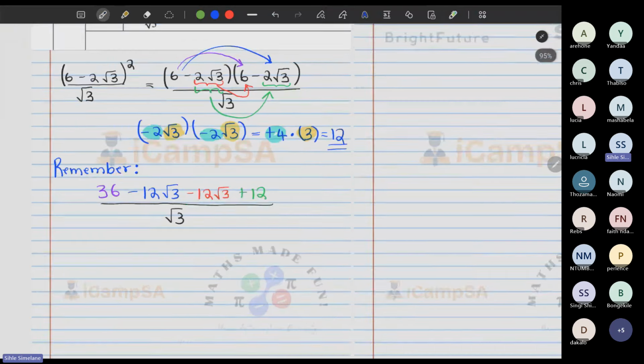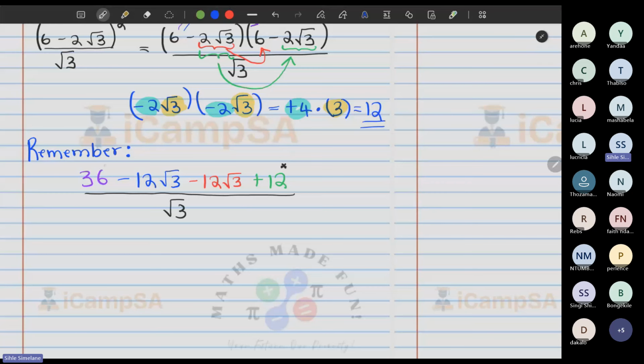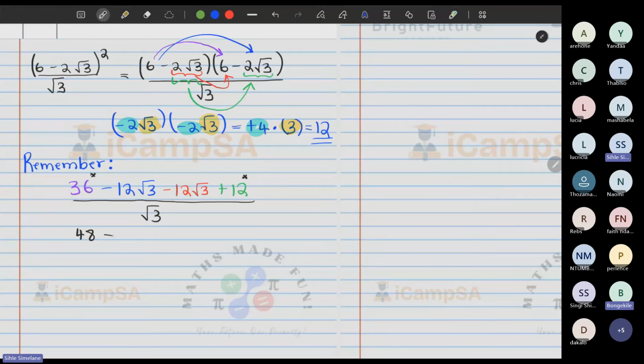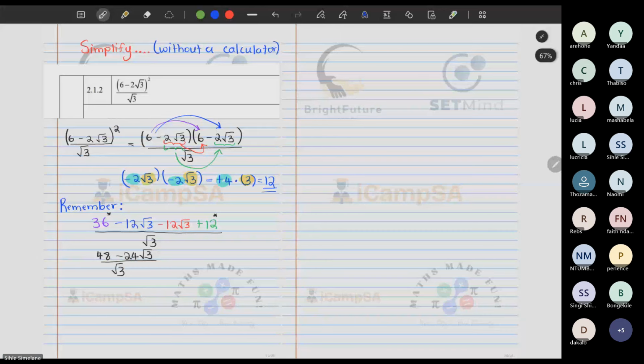So let's go ahead and now simplify like terms, guys. 12 and 36. That will give us 48. And then we'll have 48 minus 24 square root of 3 divided by square root of 3. Then we can now attempt to simplify this, guys. So we know that we can have 48 divided by square root of 3, then minus 24 square root of 3. I can hear someone punching a calculator. That is a crime. You want to take out a common factor.